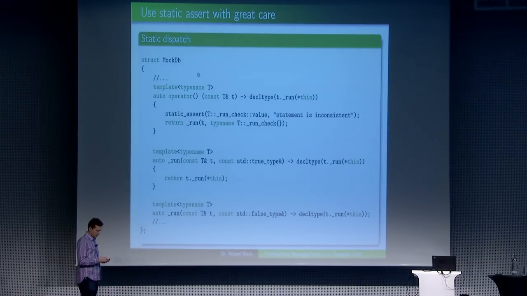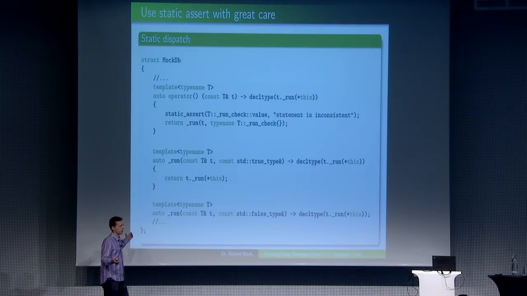And the helper function has two overloads. One is with a true type, this one here. That is for the good case, so the statement is consistent, so we can actually run. And that does everything that the original function did, so it calls the run. And the other uses the false type, and we don't even have to implement this because this is not supposed to ever be called. It doesn't have to be linked. So we can just write this as a false type. This is going to be called if something is wrong and the compiler has nothing to complain about.